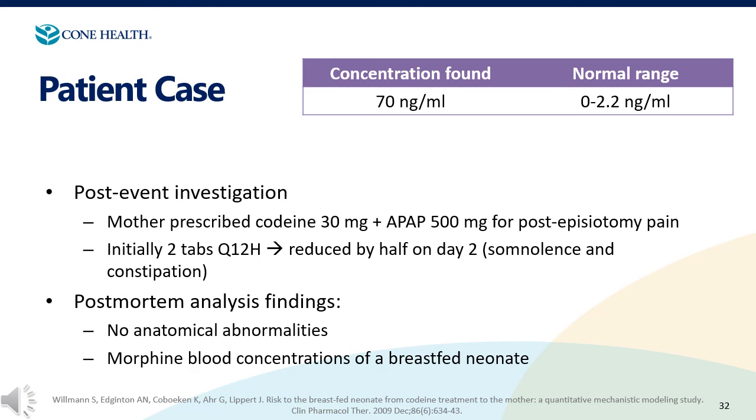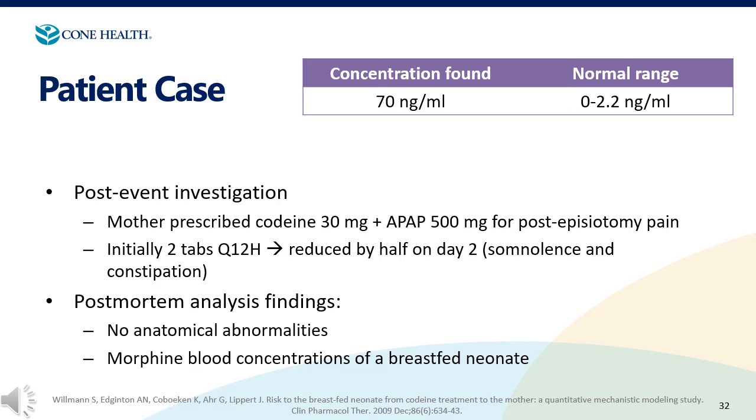An investigation after his death showed that the mother was prescribed codeine 30 milligrams plus acetaminophen 500 milligrams for post-episiotomy pain. She was initially taking 2 tabs every 12 hours, but by day 2 she was experiencing some somnolence and constipation, so it was recommended to decrease her dose to only 1 tablet.